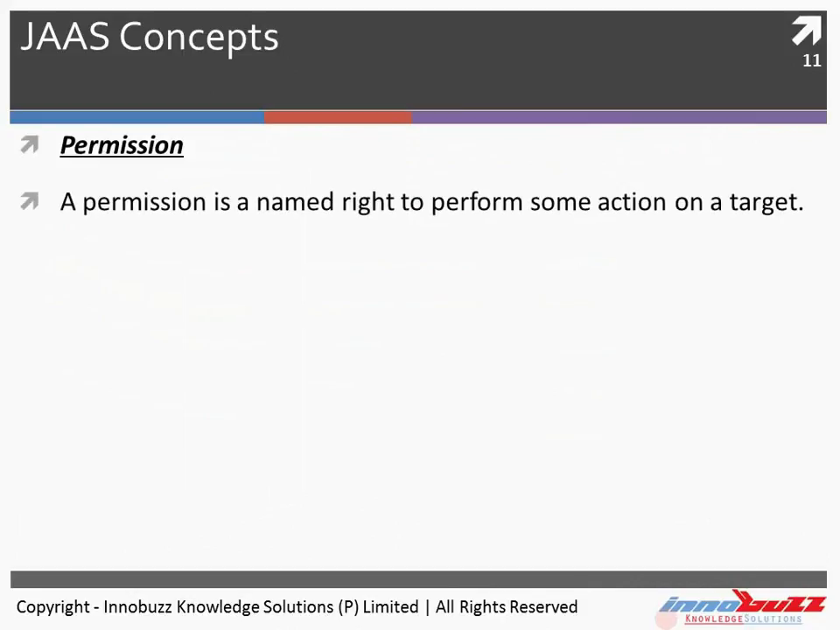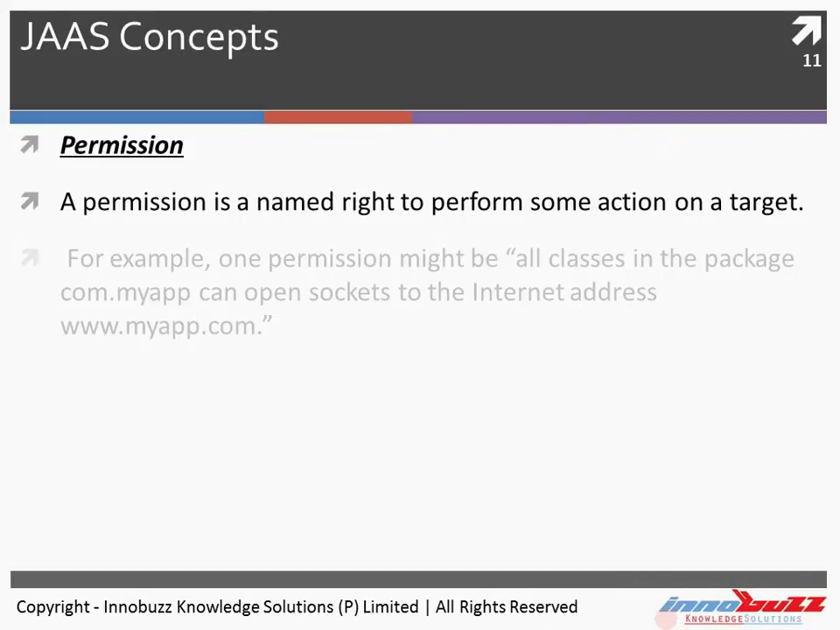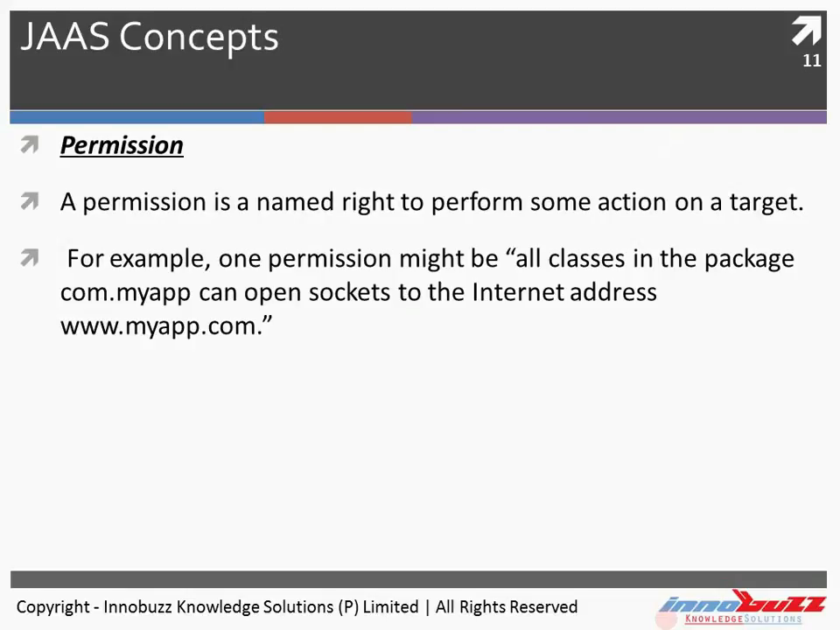A permission is a named right to perform some action on a target. For example, one permission might be that all classes in the package, for example com.myapp, can open sockets to the internet addresses. Internet address could be myapp.com.